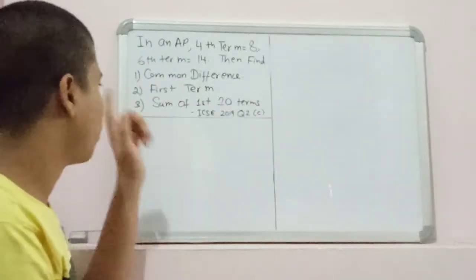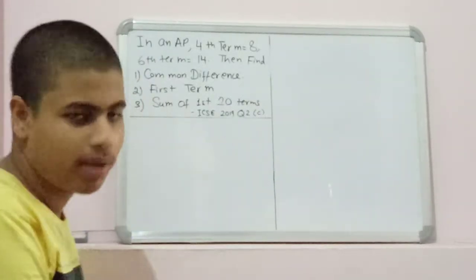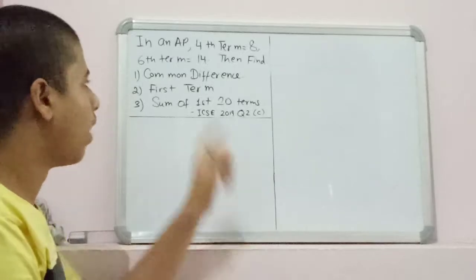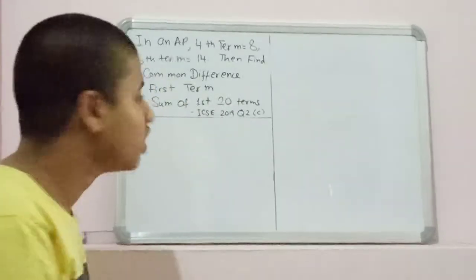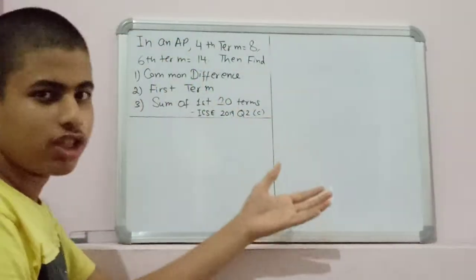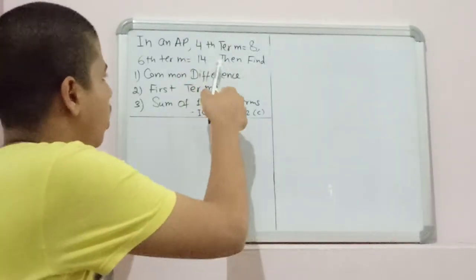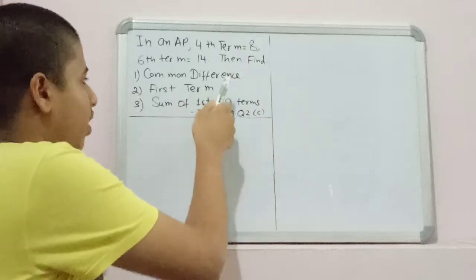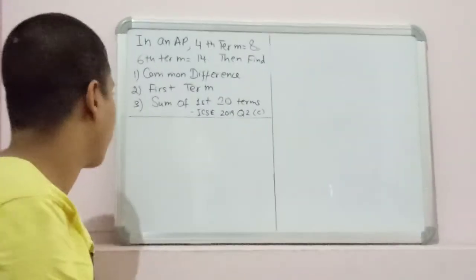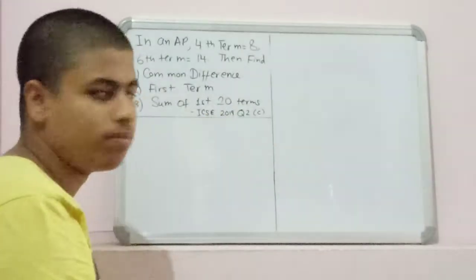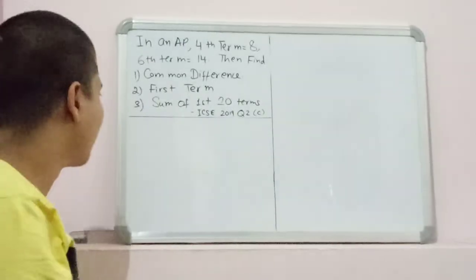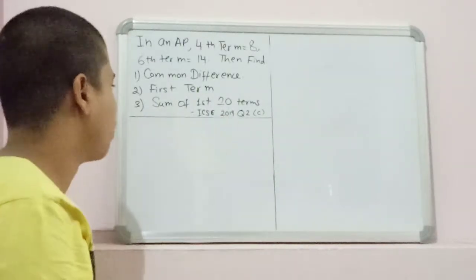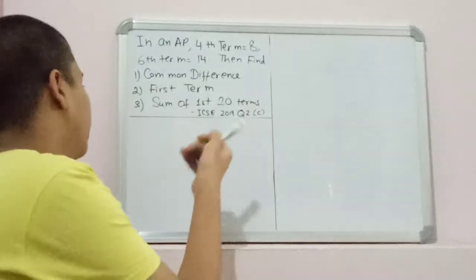Today we are going to do this problem from ICSE 2019 Mathematics paper, question number 2, part C. Let's read the question. In an arithmetic progression, the fourth term is 8 and the sixth term is 14. Then you have to find the common difference, or the difference between two consecutive terms, the first term which we started with, and the sum of the first 20 terms.